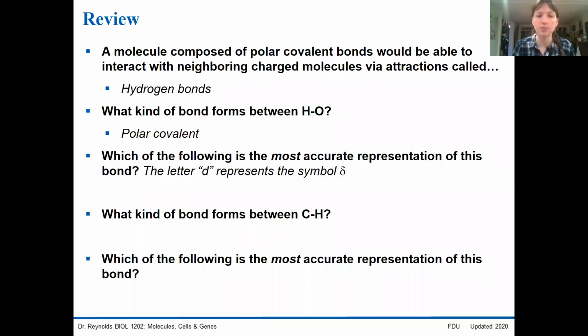Now, which of the following most accurately represents the bond? You need to show those partial charges. Remember, oxygen is more highly electronegative, so it gets the partial negative charge. When we look at a similar carbon-hydrogen bond, we're still sharing electrons, so it's still covalent, but since both atoms are weakly electronegative, this is a non-polar covalent bond. And so to represent a non-polar covalent bond, we do not use partial charges. There is no partial charge here because the electron is equally shared across the bond.